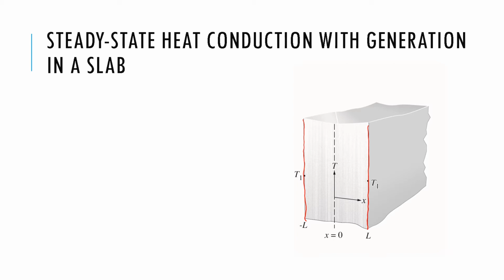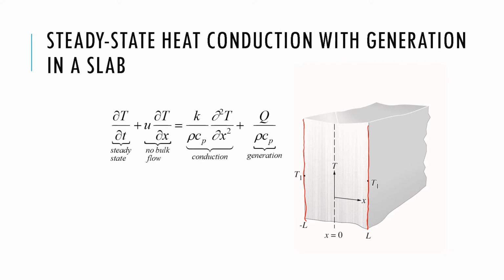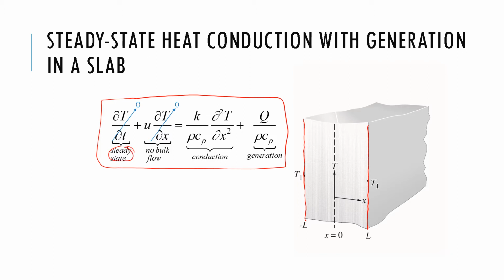Now remember, we follow the same process. We should not lose sight of the procedure that we follow to get to temperature profiles and heat flow. So we start from the general governing equation for the particular coordinate system, and then we drop out terms that are not needed. So it's steady state, and there is nothing flowing through this. Remember, our domain is this. Even though there can be fluid here and fluid here, our domain does not include the fluid, so velocity is zero.